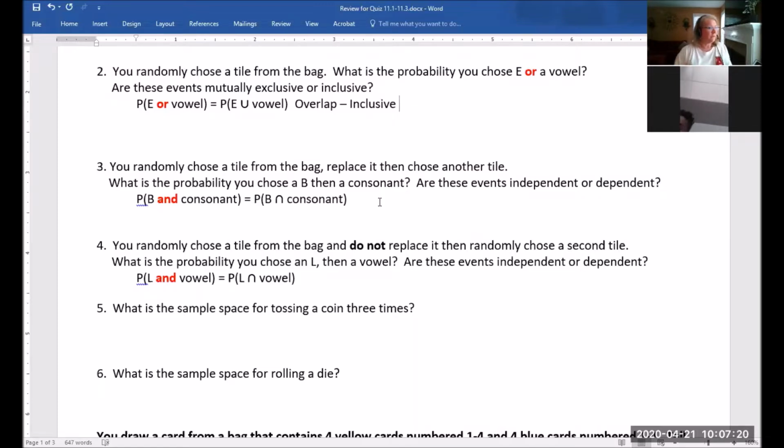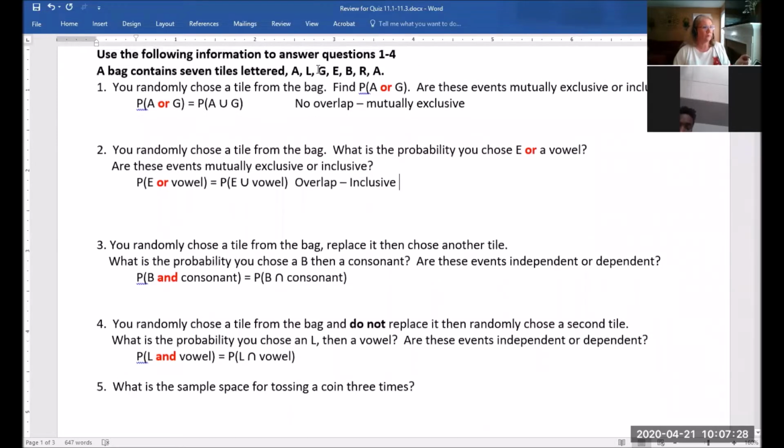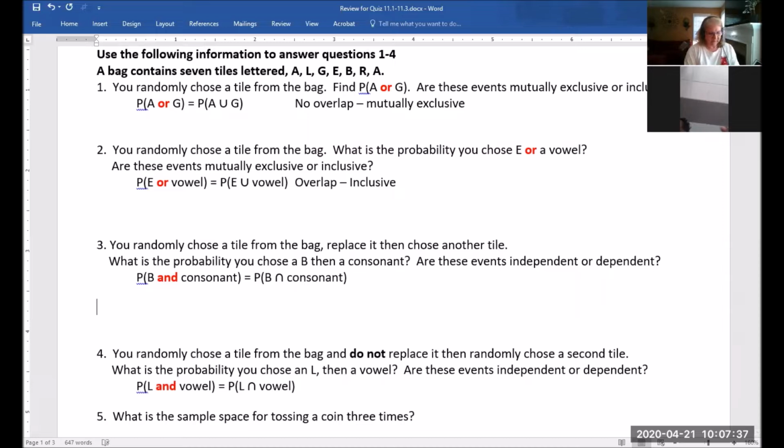So then on this one, it says you randomly choose a tile from the bag, replace it, then choose another tile. So this is my question for y'all. If we count up here, we had 1, 2, 3, 4, 5, 6, 7 letters, right, in algebra. So we had 7 letters in the bag, right, y'all? So I'm going to write that down here. We have 7 letters in the bag.